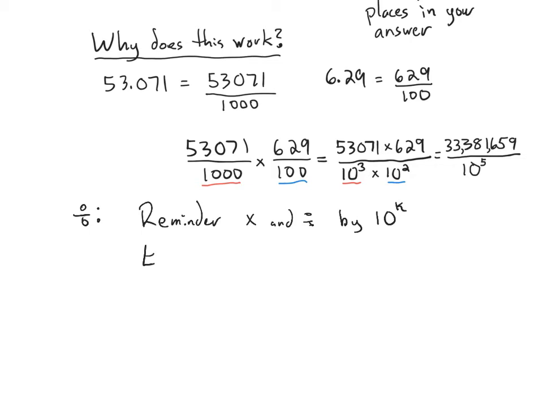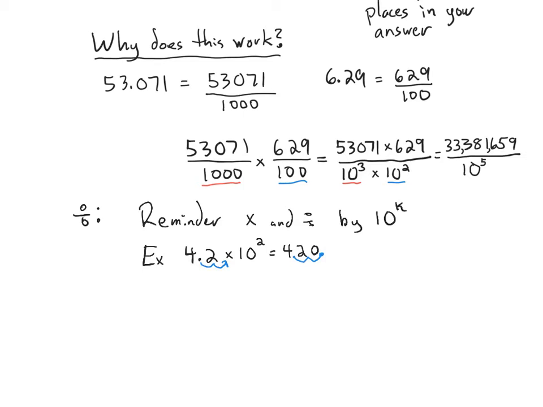So if I had something like 4.2 and I multiplied it by 10 squared, by 100, I move that decimal place over 2 places to the right to make the number bigger. So my answer is 420. So I moved it from 4.2 all the way over to make 420.